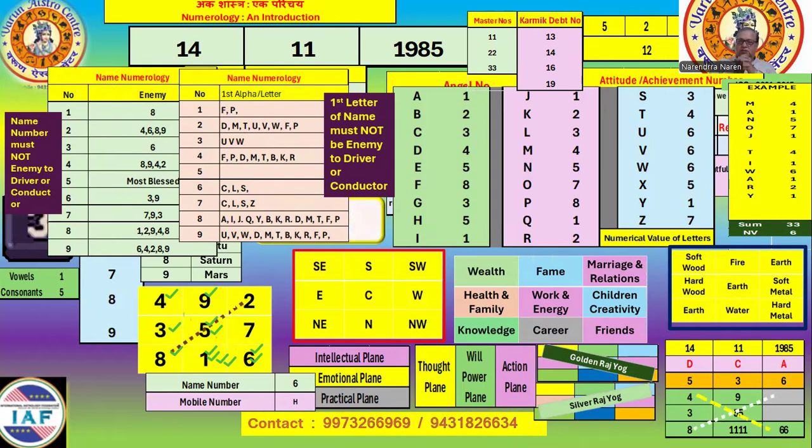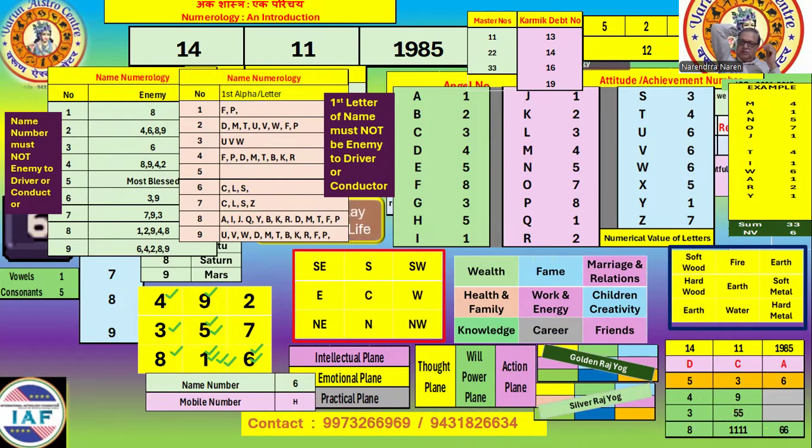One more table is displayed here, the enemy letters. This is the numerical alphabetical value of the numbers who are enemies. So number 1 enemy is F or P. Number 2 enemy D, M, T, U, V, W, F, P. Number 3 enemy is U, V, W. Number 4 enemies are F, P, T, M, V, K, R. And so on.